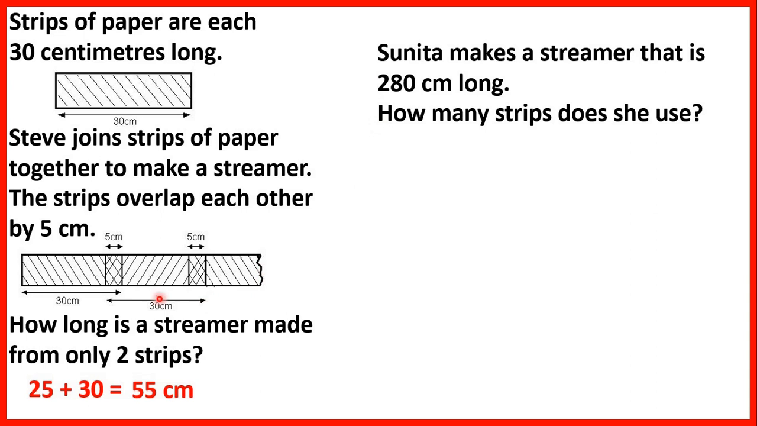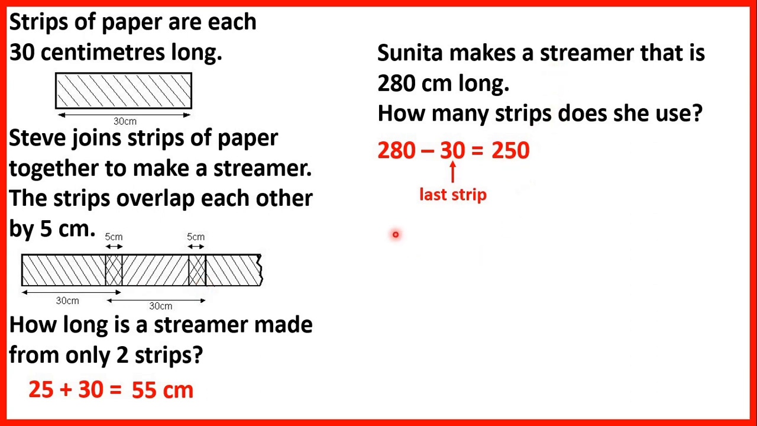Well, we need to think the strips on the end will be 30 centimetres because there won't be this bit where another strip overlaps, but all of our other strips will really only be 25 centimetres because 5 centimetres is where they will overlap with the next one. So if we subtract 30 from 280, that gives us 250. We're subtracting 30 because that will be the length of the last strip in the streamer.